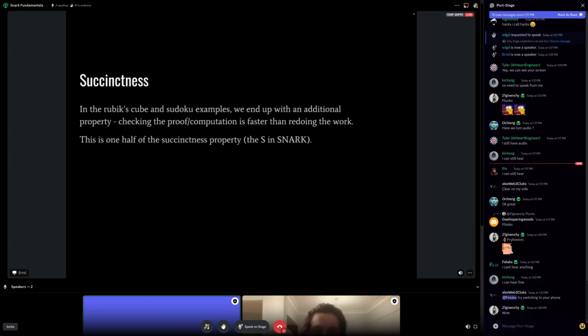But the Sudoku example maybe helps a bit there because the computation in solving Sudoku is, if you've ever done a Sudoku before, you just go through all the columns and you go through all the rows and you go through all the boxes, checking certain rules to see if you can find a missing number.